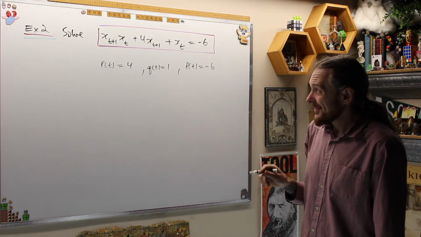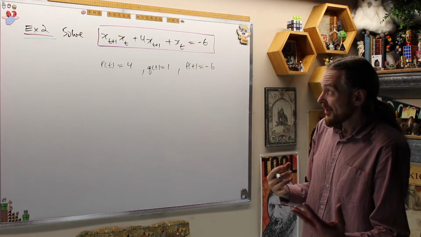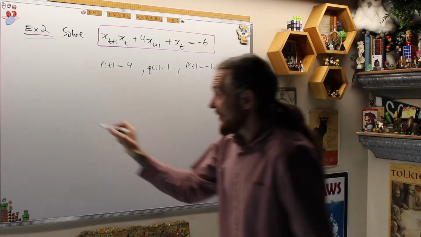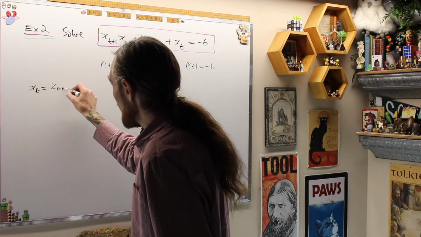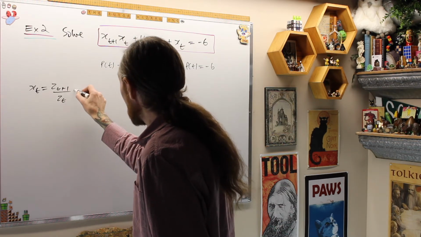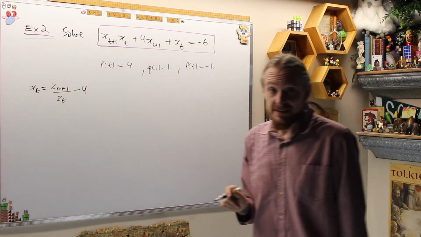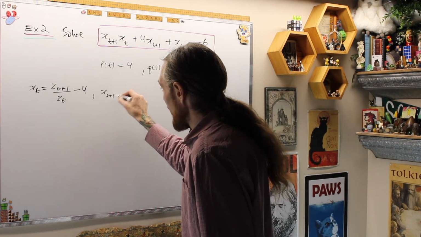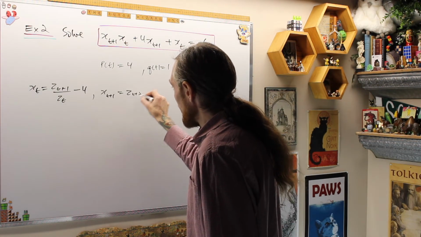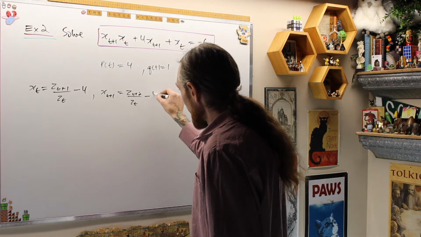Then what I'm going to do with this is, you're going to have to memorize the formula or the substitution. But what I'm doing is I'm now making the substitution x_t equals z_{t+1} over z_t minus 4, because that's my p of t this time. And then we also need x_{t+1}, therefore, is z_{t+2} over z_{t+1} minus 4.